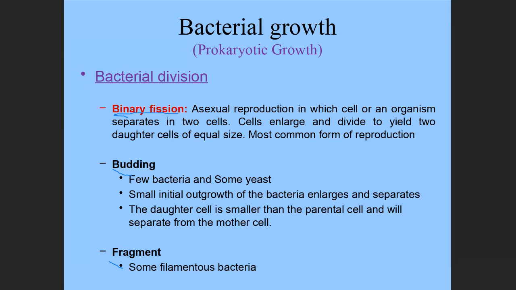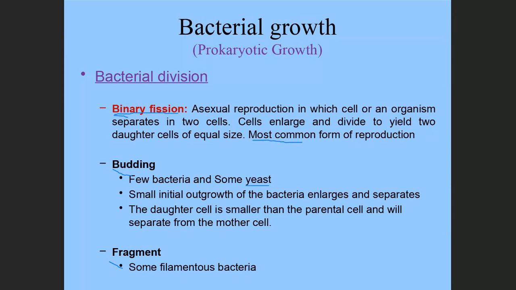So what is this binary fission? It is an asexual reproduction in which the cell or the organism separates into two cells. The cells enlarge and divide to yield two daughter cells of equal size. This is the most common form of reproduction when it comes to microorganisms. By far, binary fission is the most common. But you get other types of organisms that bud and others that fragment. For instance, yeast do what is called budding.